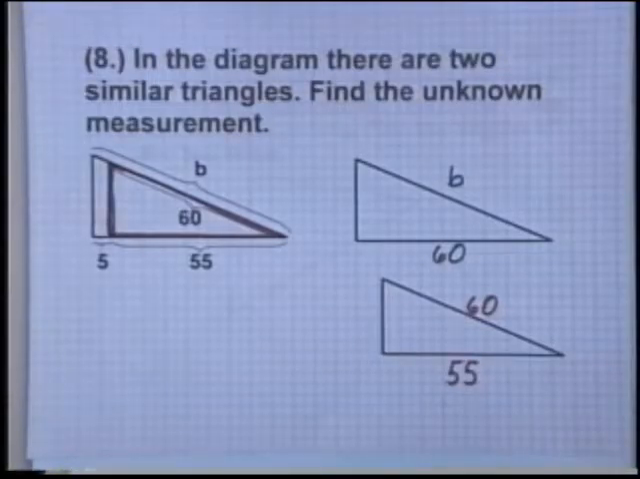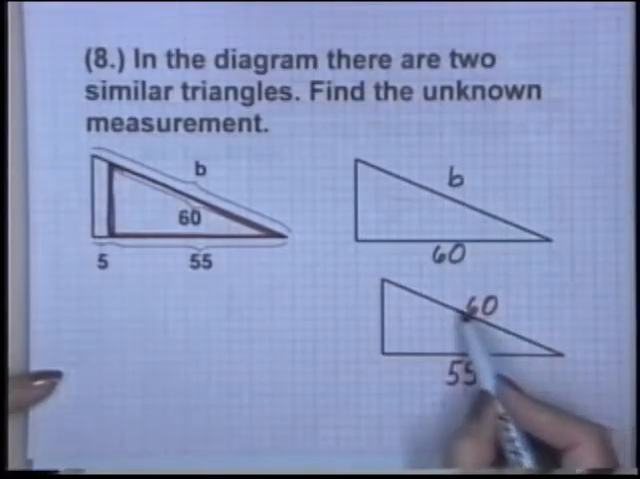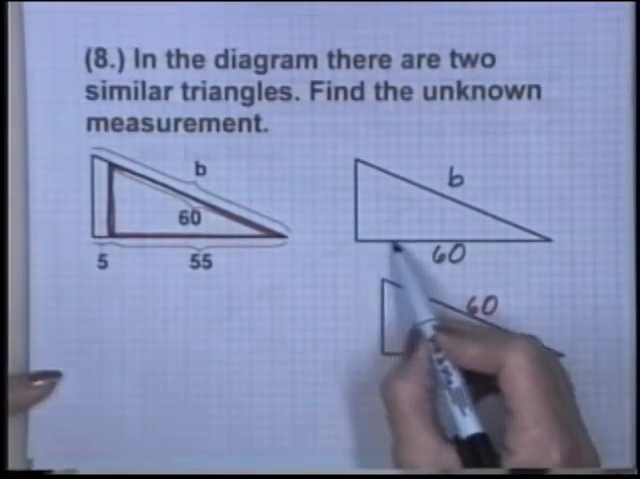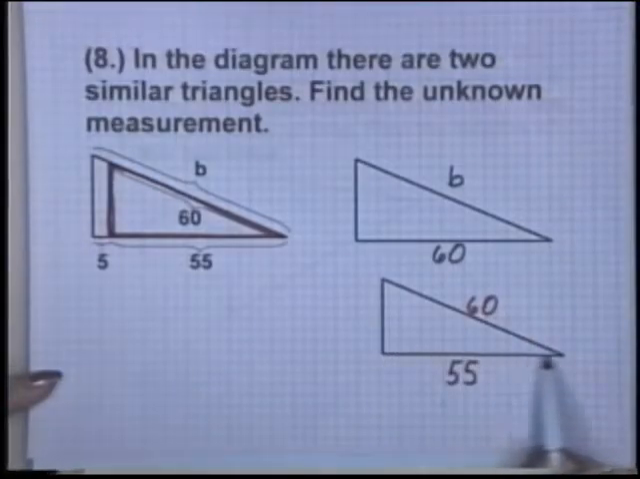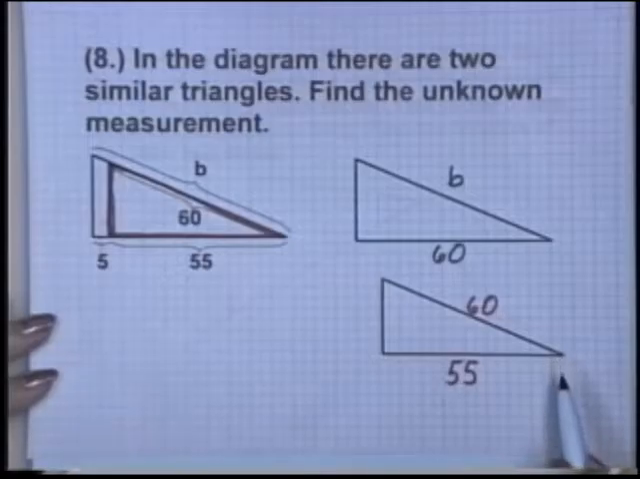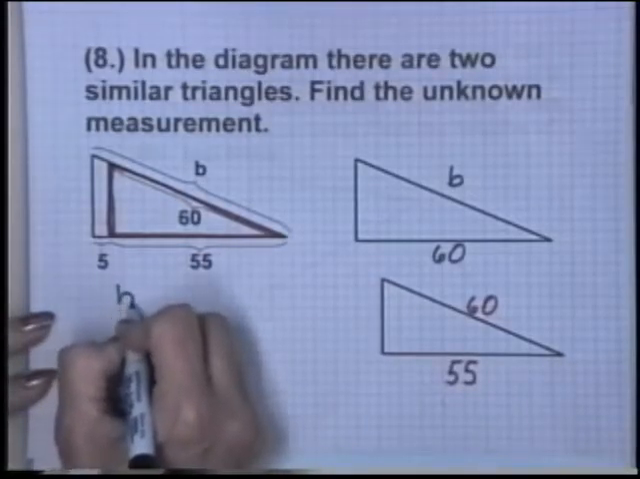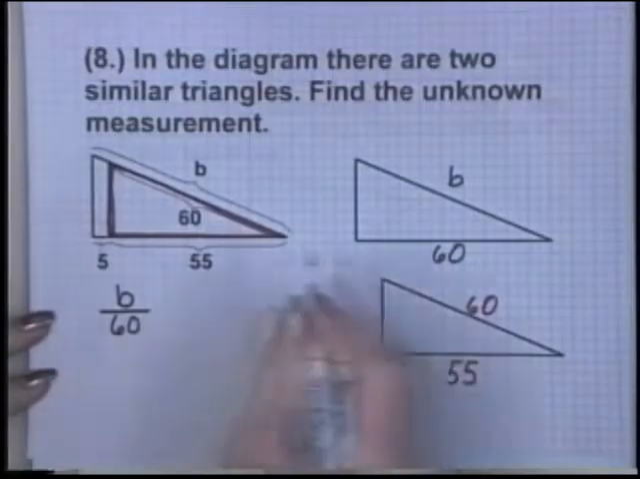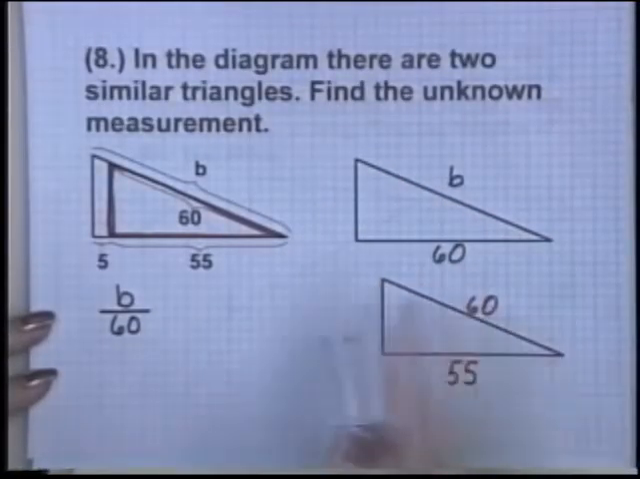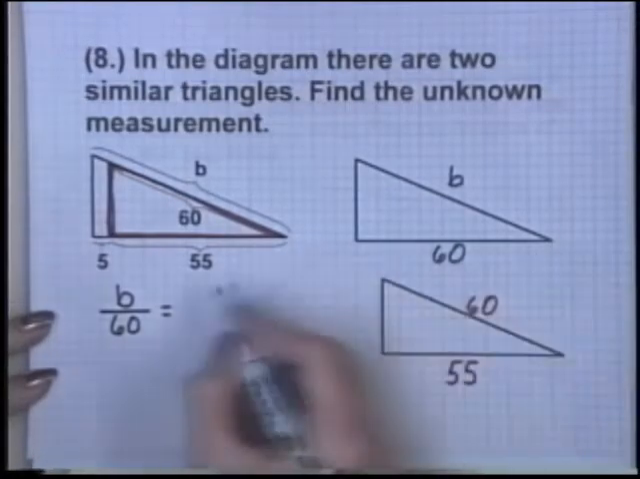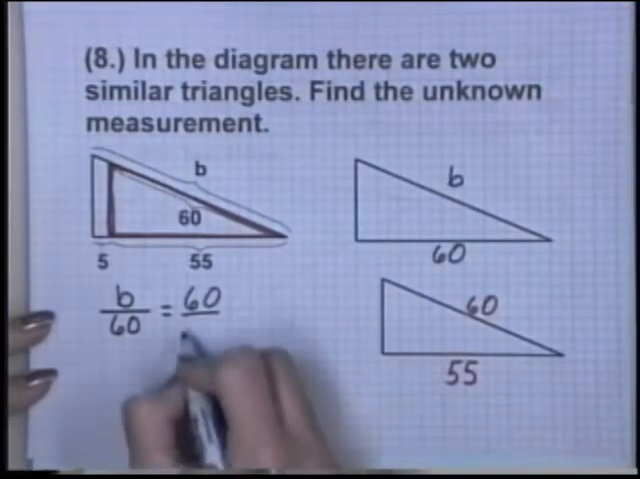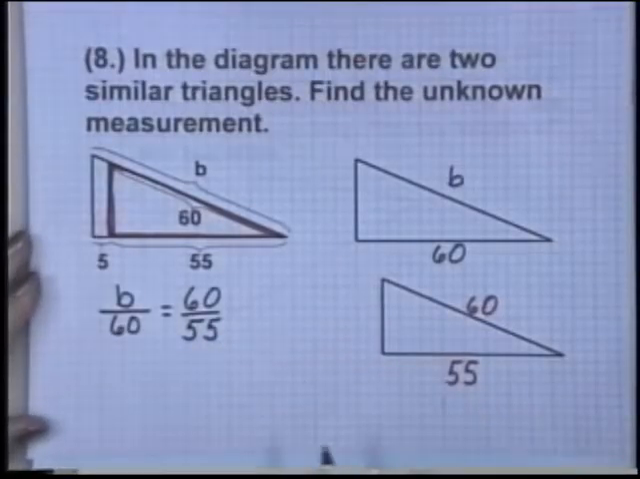Now, since we know they're similar triangles, we know that the ratios of corresponding sides are proportional, so we will set up the proportion. When we draw it like this, can you see that side B corresponds with the side 60, and that the side 60 in this larger triangle corresponds with the side 55 in the smaller triangle? So when we set up our proportion, we will write B is to 60, this B is to this 60, as this 60 is to this 55. We'll cross multiply.